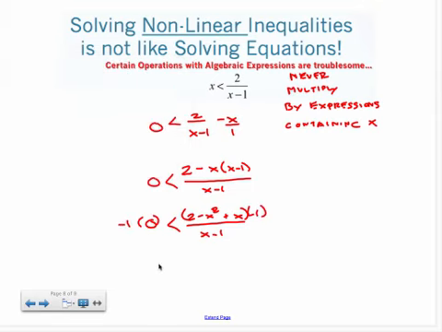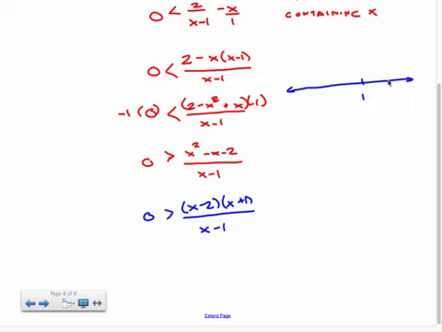Okay, what goes on the sign chart? What goes on the sign chart are numbers that make my expression equal to 0 or be undefined. So I can clearly tell right now 1 makes the expression undefined, so I can already put a 1 on there. And if I do a quick factoring job of the numerator, I'm going to get x minus 2 times x plus 1 in the numerator. So I have two numbers that make the expression 0. They are negative 1 and positive 2. So 2 is a partition and negative 1 is a partition.